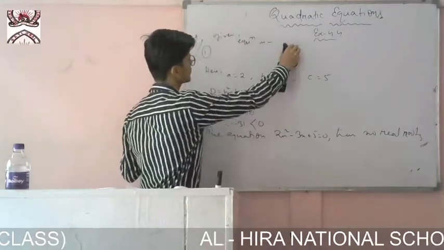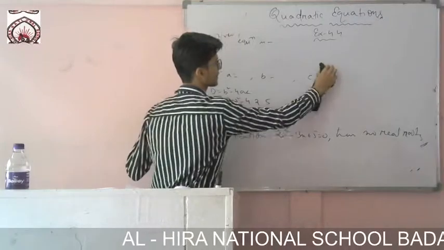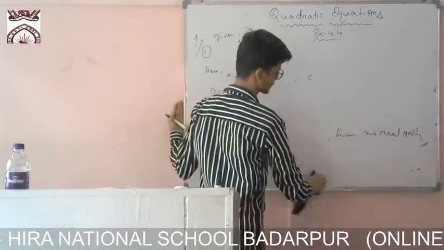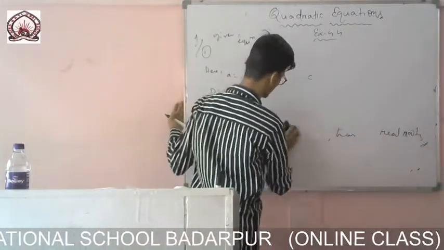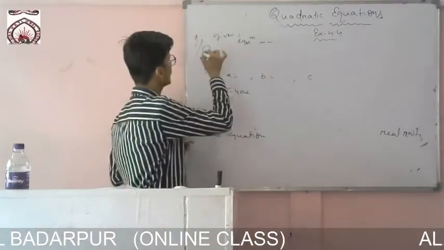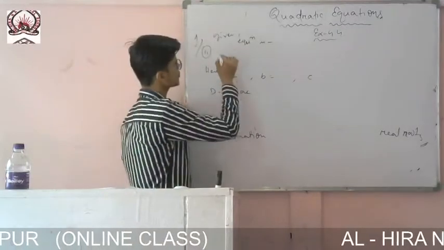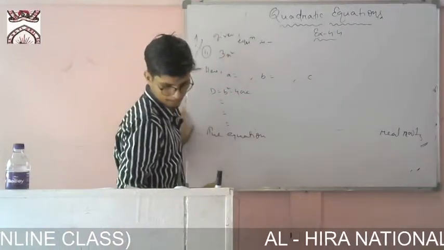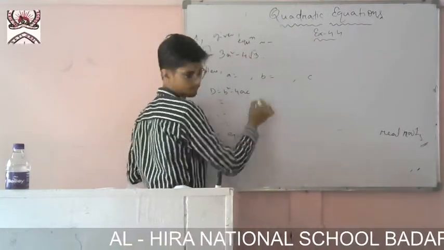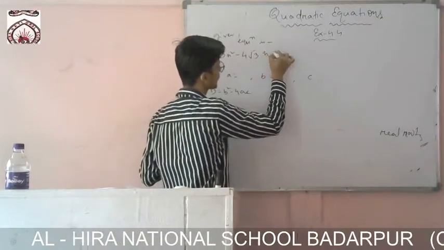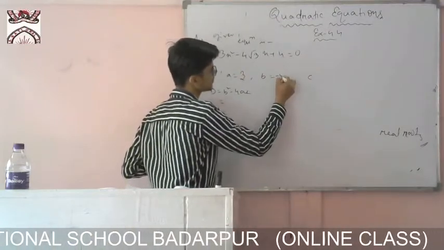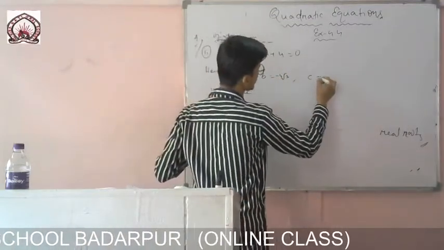So given, let me just write this one. Roman numeral 2, you see, 3x square minus 4 root 3 x plus 4 equals 0. So here a is 3, b is minus 4 root 3 and c is 4.